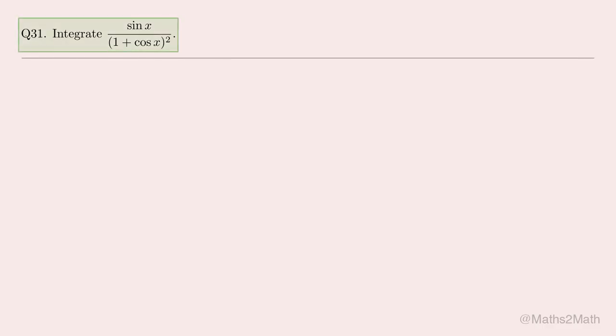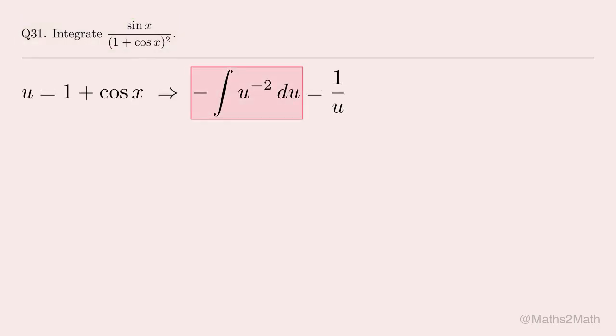Question 31. The same pair, denominator squared. A power rule instead of a log. The same substitution, with u to the minus 2. Substitute back.